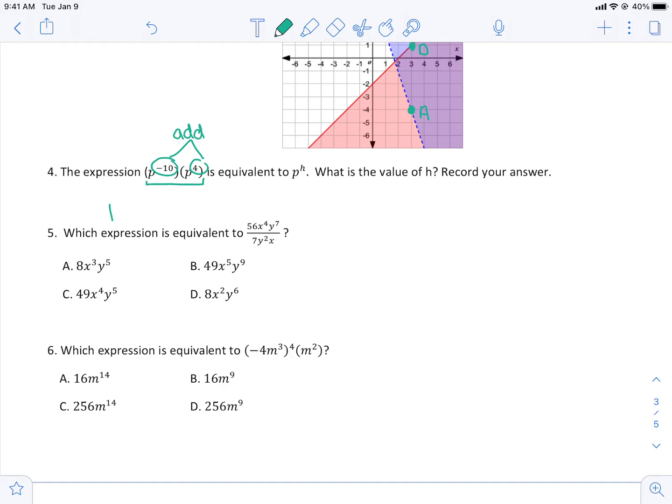So when I add, it looks like negative 10 plus 4. And you could type that into your calculator, and when you do that, you get p to the negative 6th power. Well, it's saying that it's equivalent to this p to the h, so we want to know what the exponent is. Our exponent is negative 6, so I'm going to say h equals negative 6. And that's it.